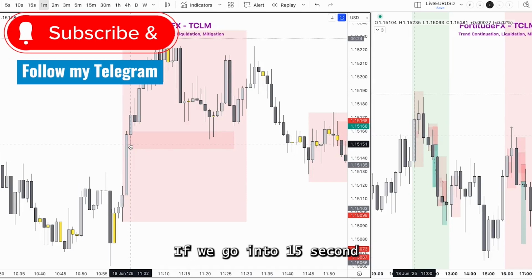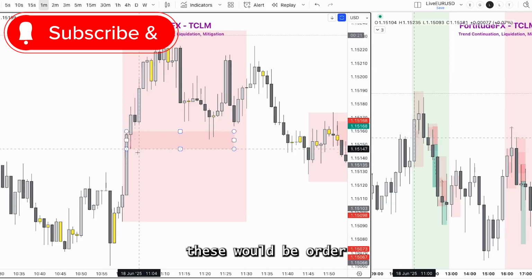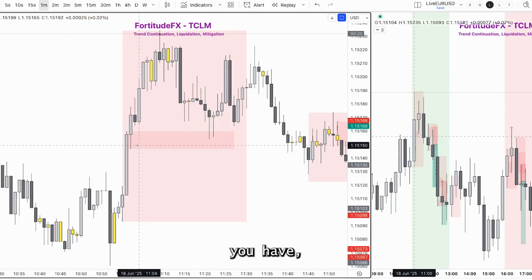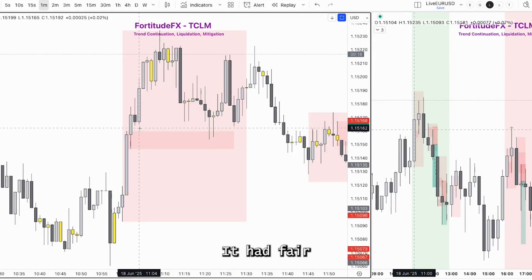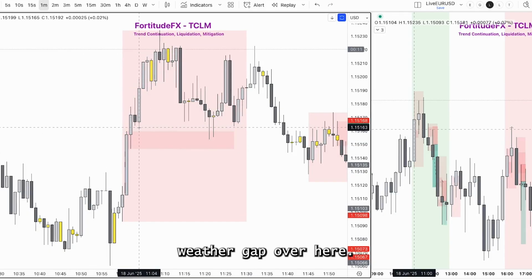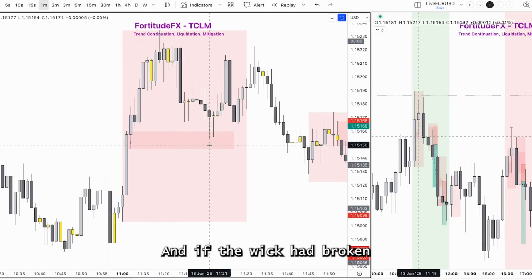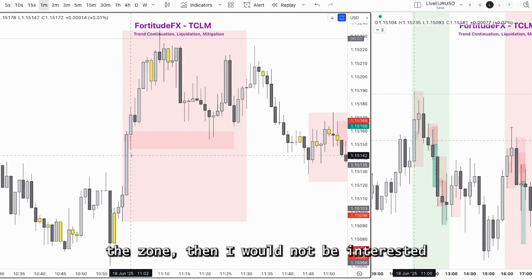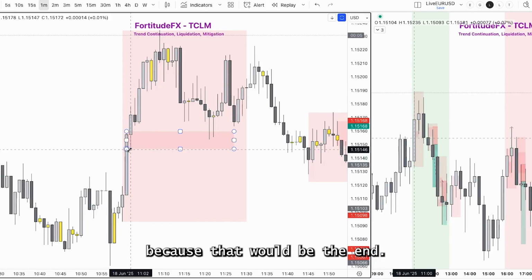If you go into a 15-second or 1 second time frame, these would be order blocks, and order blocks, we all know, you have aggressive price movement away from them, which it did. It had a fair value gap. I don't look at FVGs, but there is a fair value gap over here. And if the wick had broken this zone, then I would not be interested, because that would be the end.